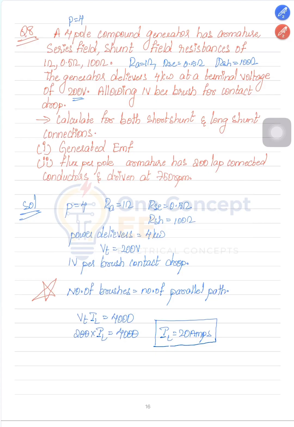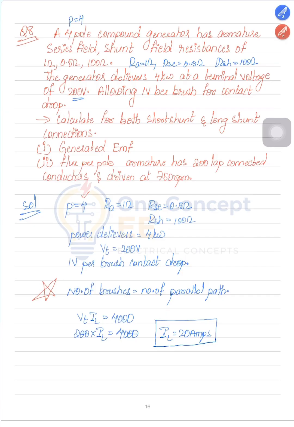They are asking to find the generated EMF and flux per pole if the machine is connected in short shunt connection as well as long shunt connection. Let's write down the data here. Number of poles equals 4, armature resistance of 1 ohm, series field resistance of 0.5 ohm, shunt field resistance of 100 ohm, and it is delivering a power of 4 kilowatt. The terminal voltage is 200 volts, along with a 1 volt per brush contact drop.